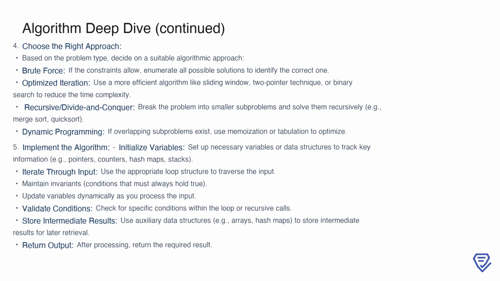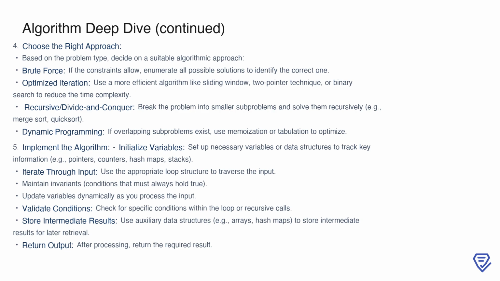Once the problem is understood, the next step is to choose the appropriate approach. Depending on the problem type, you might start with brute force, which involves enumerating all possible solutions. This is often the simplest approach but may not be feasible for larger inputs. To improve efficiency, you can explore optimized iterative techniques like the sliding window or two-pointer methods, or even binary search. For problems that can be divided into smaller subproblems, recursive methods or divide-and-conquer strategies, such as merge sort or quicksort, are effective. If the problem involves overlapping subproblems, dynamic programming techniques like memoization or tabulation can greatly reduce redundant computations.